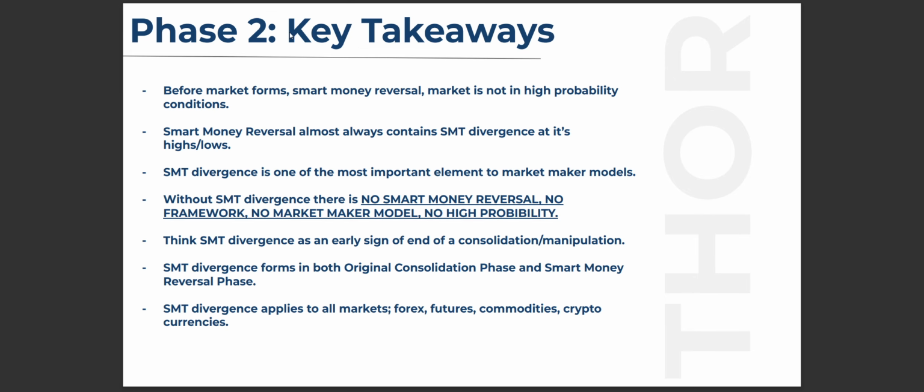Now, let's take a look at the key takeaways here on phase two. Before the market forms a smart money reversal, the market is not in high probability conditions. Why? Because until you have the reversal in the market maker model concept, sky is the limit. If it's bullish, sky is the limit. It's not going to stop. It will keep going higher and higher, regardless of how much you want to short it. That's first things first.